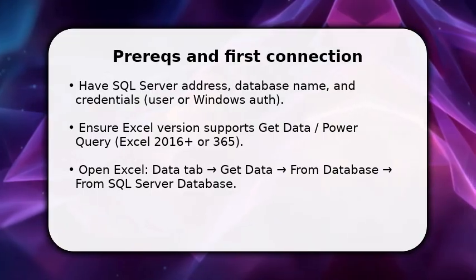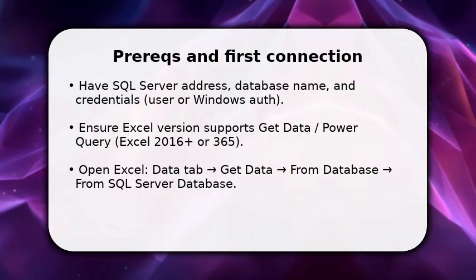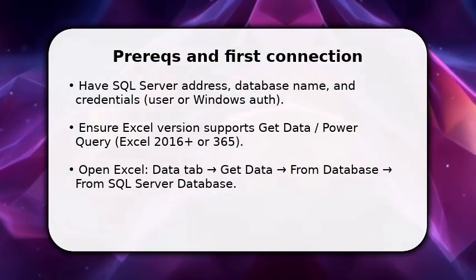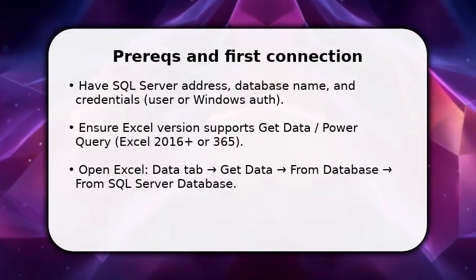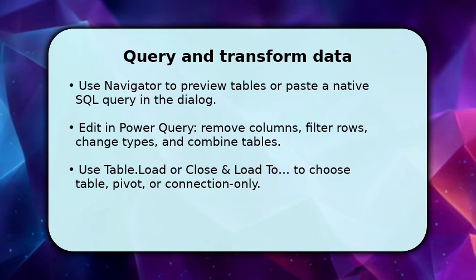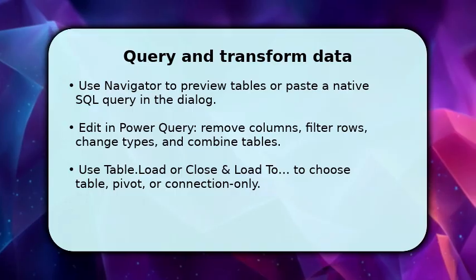Choose Windows or database authentication depending on your environment. Click Advanced only if you need a native query or port. Make sure to enable privacy levels when prompted so Power Query can access the source. Once you select a table or paste a native SQL statement, click Transform Data to open Power Query.